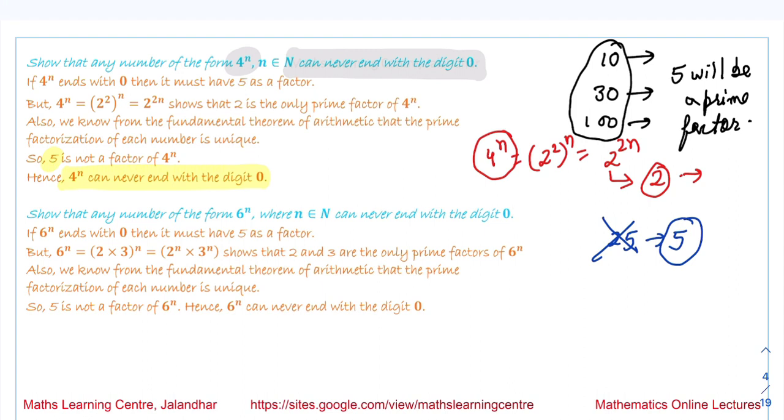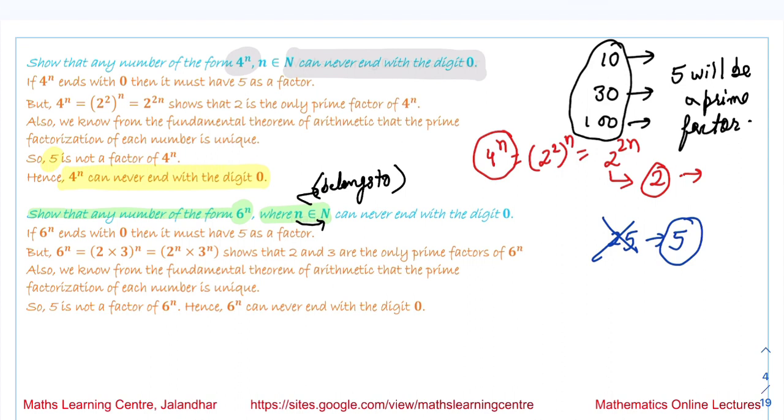Similarly, in the next, it is shown that any number of the form 6 raised to the power n, where n is a natural number. This is the symbol for belongs to. This comes from set theory. You have not studied set theory, but you should know this symbol is the belongs to symbol, and N is the symbol for the natural numbers. So belongs to means that n is from the collection of natural numbers, that n is a natural number. So it can never end with the digit 0.